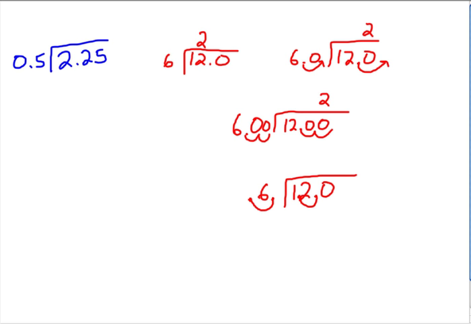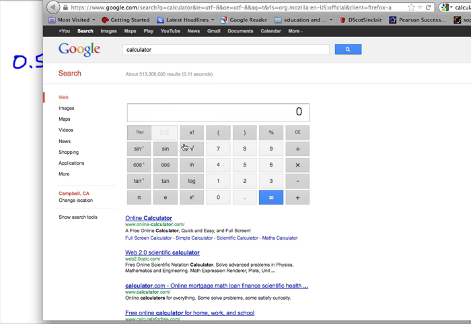Let's take a look at a calculator here. So again, we got 1.2 divided by 0.6. What do you think the answer is going to be? 1.2 divided by 0.6. Sure enough, we get 2 again.